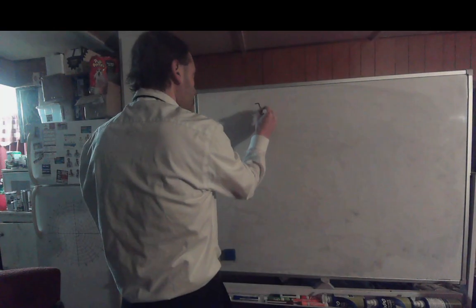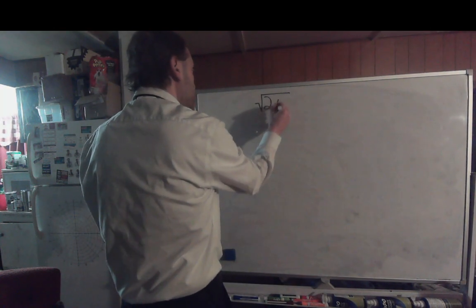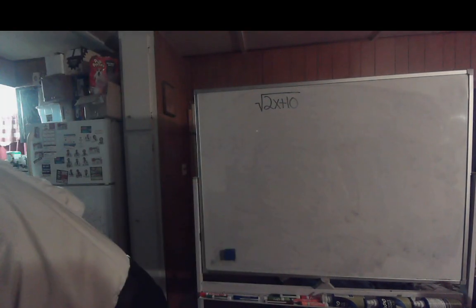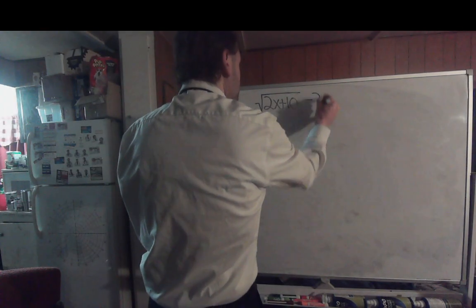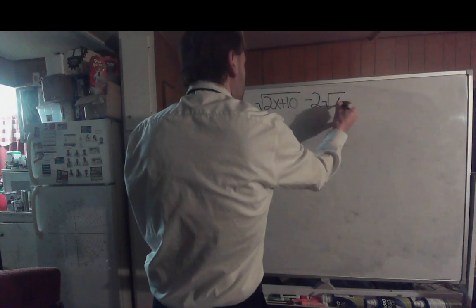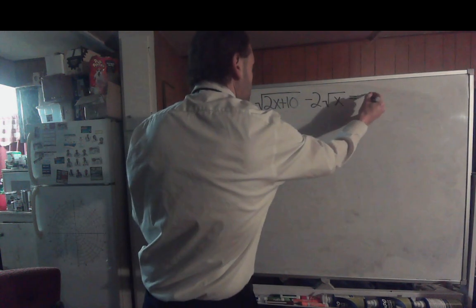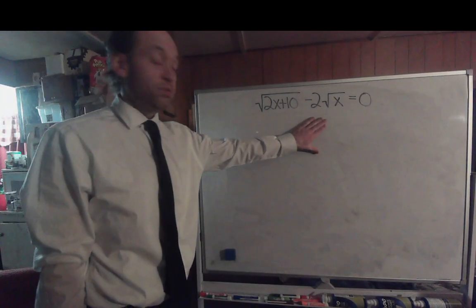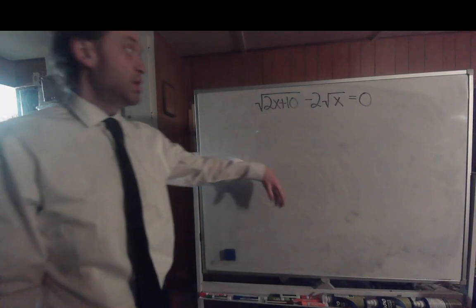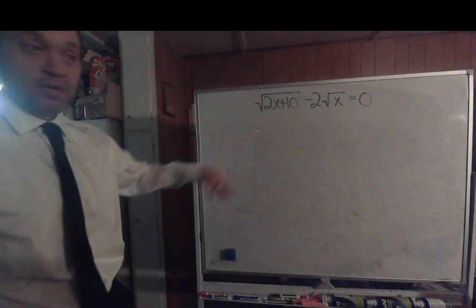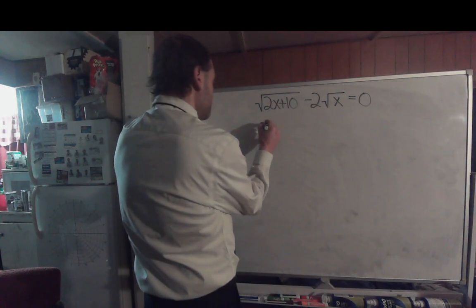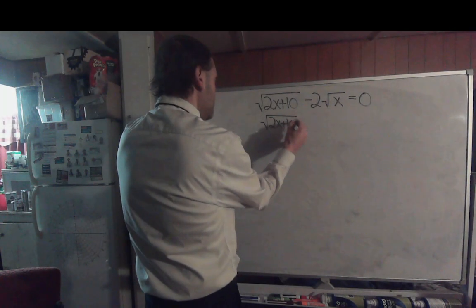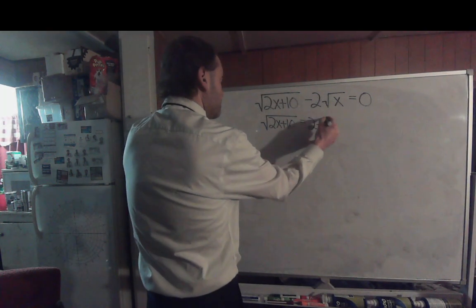Okay, so the square root of 2x plus 10 minus 2 times the square root of x is equal to 0. I would get that square root of 2x plus 10 by itself. So this will turn into the square root of 2x plus 10 equals 2 times the square root of x.